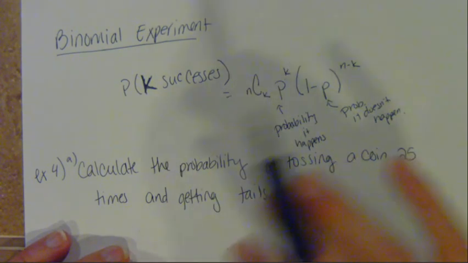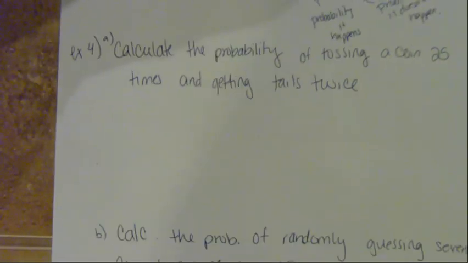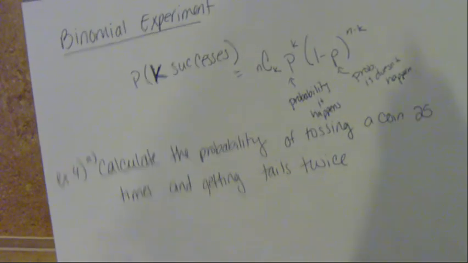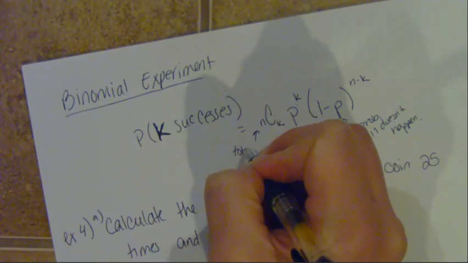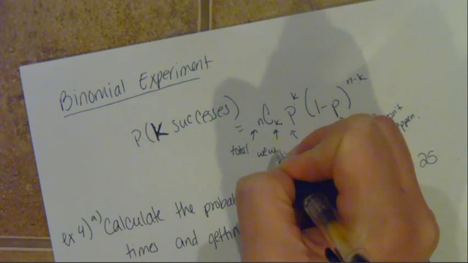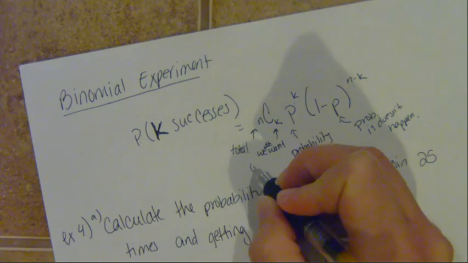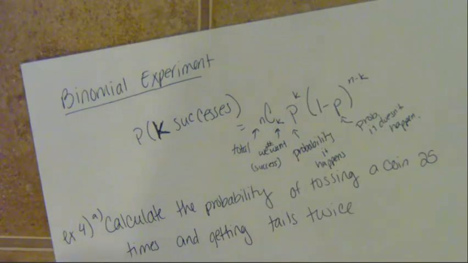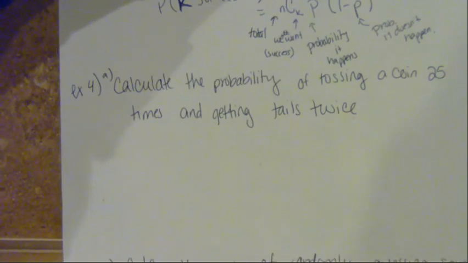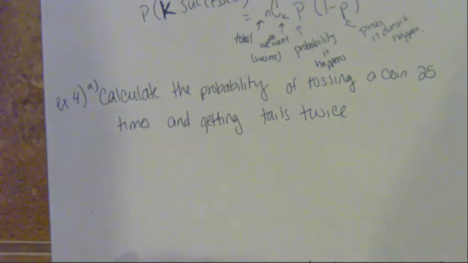So again, don't get so hung up on the formulas. Let's just try some of these problems here. Okay, so maybe you want to know here, this is like the total, and this is what we want. Okay, the number that we want, the number of successes. Okay, so calculate the probability of tossing a coin 25 times and getting tails twice.